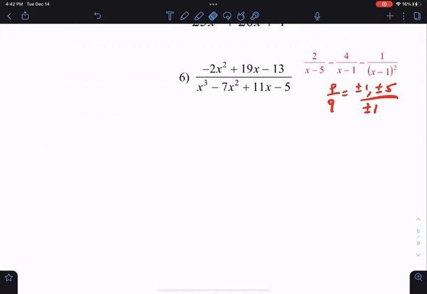Okay, so if we do that, any number divided by 1 is the same, right? So I don't need to worry about this 1. So that's going to be just plus or minus 1, plus or minus 5. You always try to do 1 because that's easy.